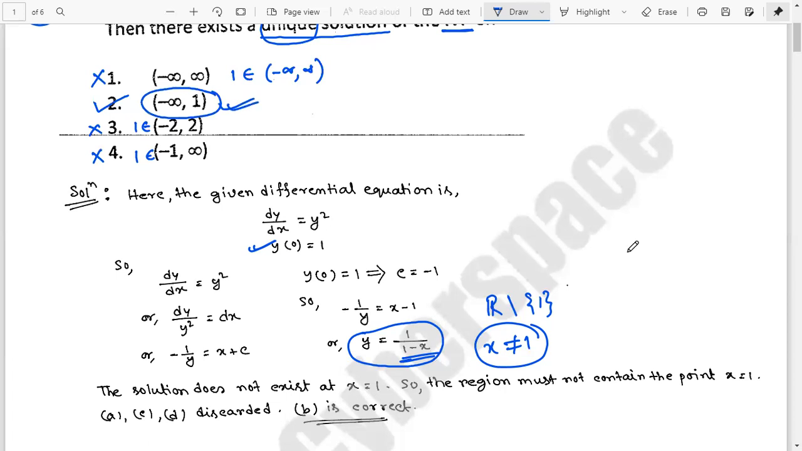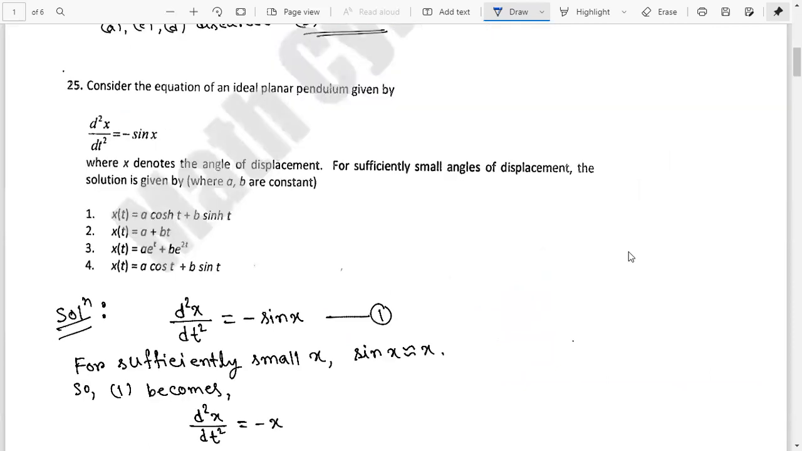Next problem. Question number 25. Consider the equation of an ideal planar pendulum given by this. Here x denotes the angle of displacement. For sufficiently small angles of displacement. Why is this statement given? Sufficiently small angles of displacement. I will discuss this point when I solve this problem. So the solution is given by, here 4 options are given.